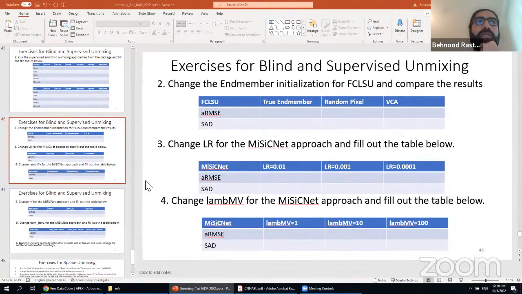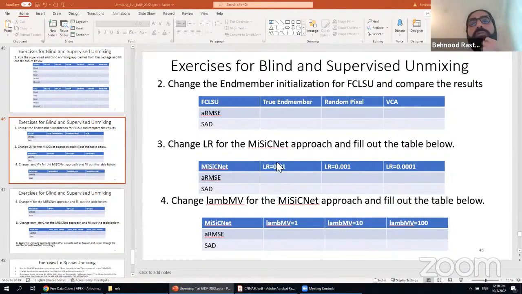I provided a couple of exercises here for you to see the difference between the different values of hyperparameters of the network and see how it affects the final results based on abundance RMSE and mean SAD.